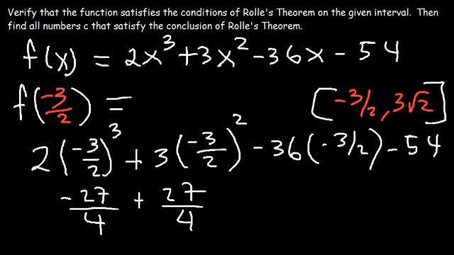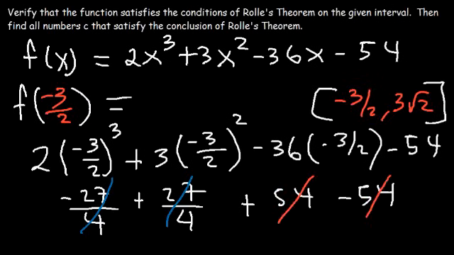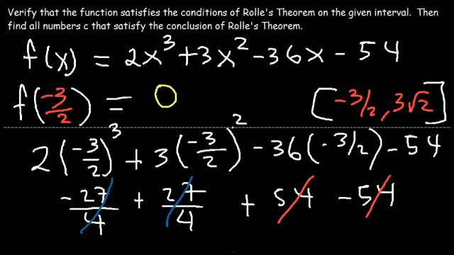So these two cancel out, which is good. 36 divided by 2 is 18, and 18 times 3, that's positive 54. The two negative signs cancel, and then we have a minus 54. So therefore we could say that f of negative 3 over 2 is 0, since everything cancels.